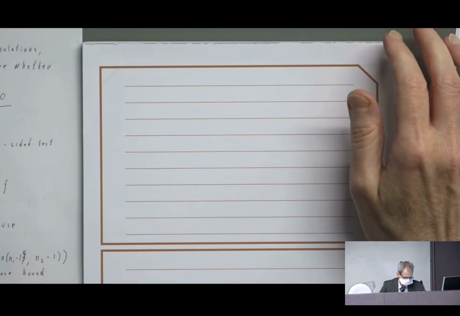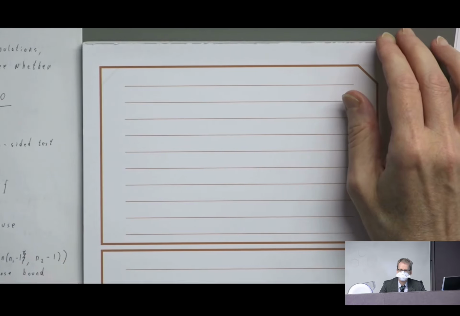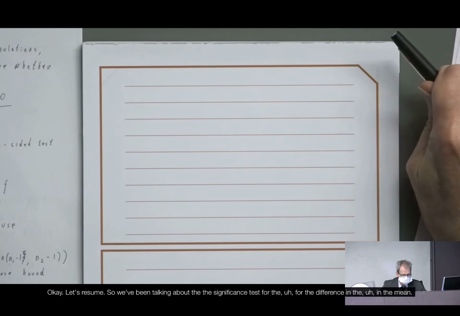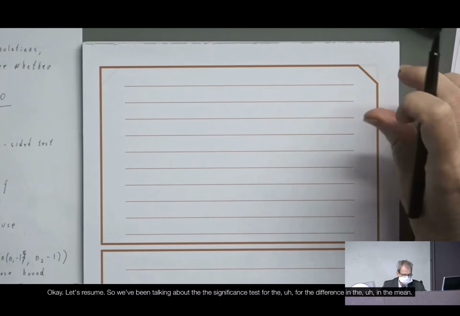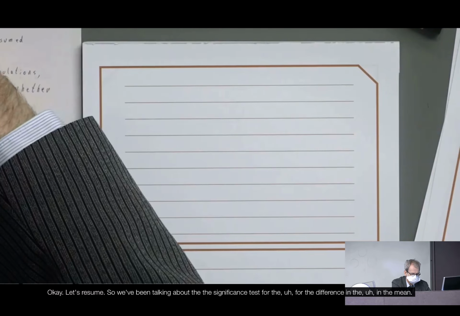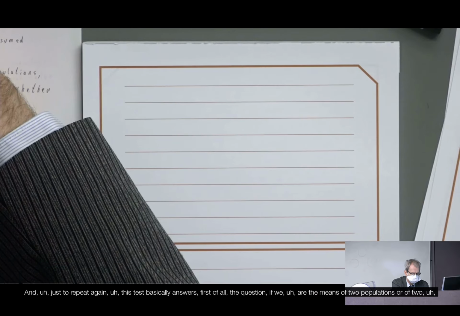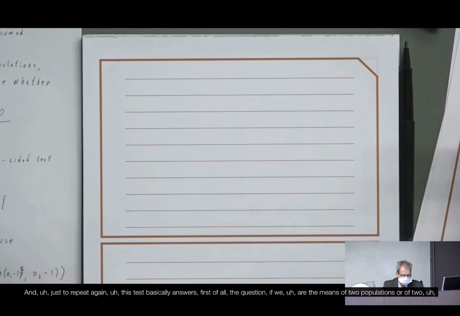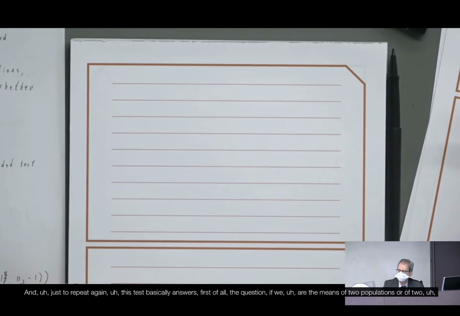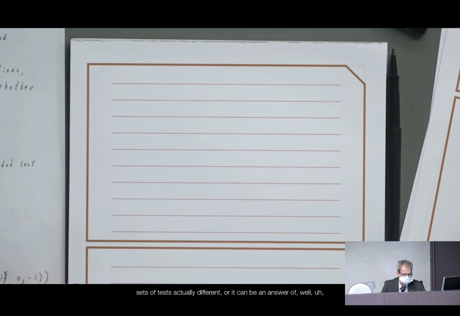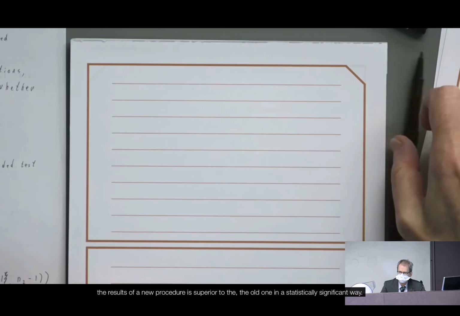Okay, let's resume. So we've been talking about the significance test for the difference in the mean. And just to repeat again, this test basically answers, first of all, the question, are the means of two populations or of two sets of tests actually different, or it can be an answer of, well, are the results of a new procedure superior to the old one in a statistically significant way?